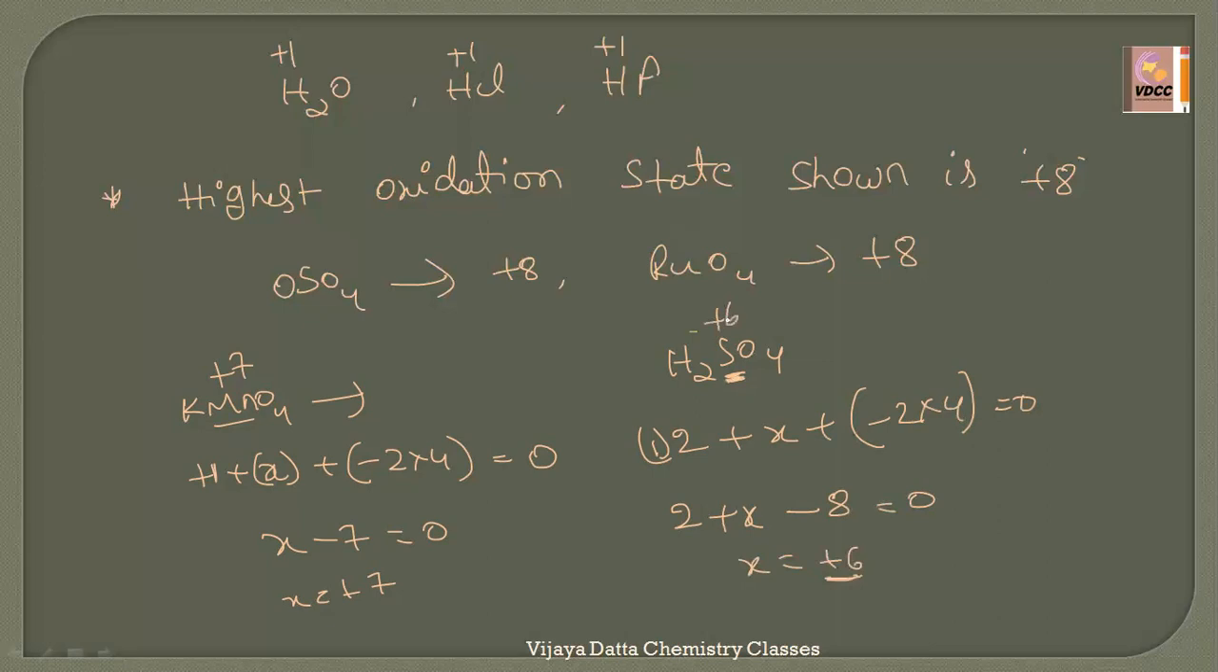And here is one more important thing: there are some exceptions in the oxidation states. If we calculate, we will get one value, but the actual oxidation state shown is another. So what are those exceptional molecules? Let us see in the next video.